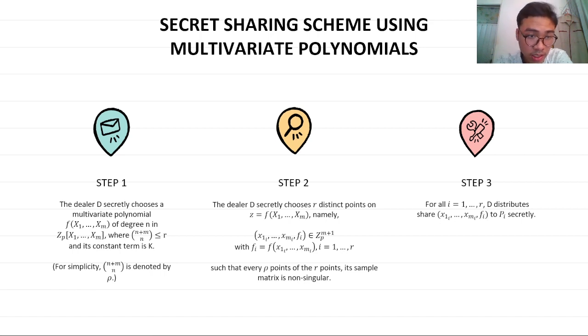Step 1, dealer D secretly chooses a multivariate polynomial of degree n in Z sub p, where the combination n from n plus m is less than or equal to r, and its constant term is k. For simplicity, we will say the combination n from n plus m is denoted by rho. Then the next step is the dealer will choose r distinct points in Z, such that every rho points of the r points, its sample matrix is non-singular. In the last step, they distribute shares to P sub i secretly.